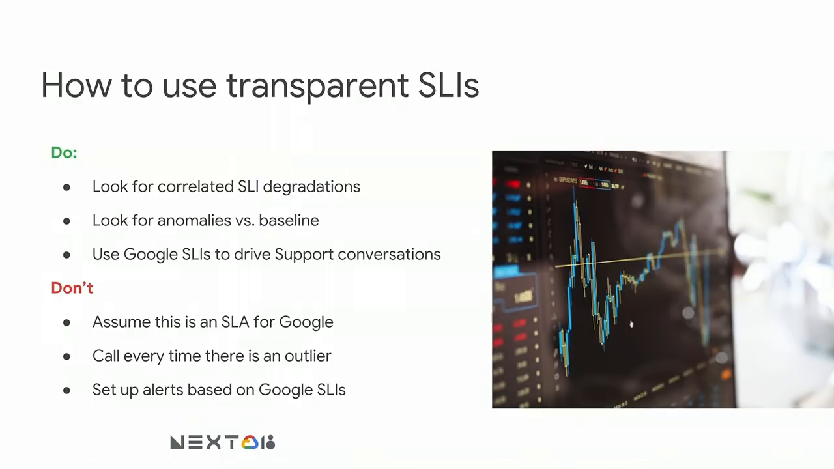So how do you use these? What we expect you to do with these is to look for correlated SLI degradations. Your product's SLI is trending in a bad direction. See if the GCP products that it relies on are also having anomalies. Look at a baseline. See what it looked like last week or the previous day, so that you know that it's not some sort of cyclic thing that wouldn't necessarily lead to an issue in your product. And use these to drive support conversations. This is going to help you have really efficient, effective conversations with Google support.